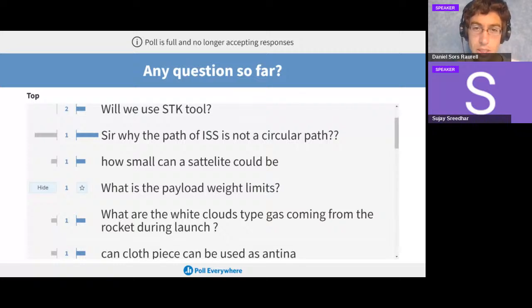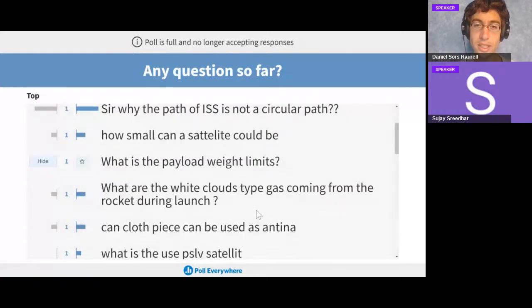Okay, so what is the payload? The payload weight limits, normally this can be a few kilograms. So if we are with a CubeSat form factor of 3, 6, or 12 units, the payload could be a couple of kilos, 1 kilo, 2 kilos, up to maybe 10 kilos or so for maybe a 12-unit satellite mission. So we have a few kilos to play around with for our payload in this exercise we're doing now.